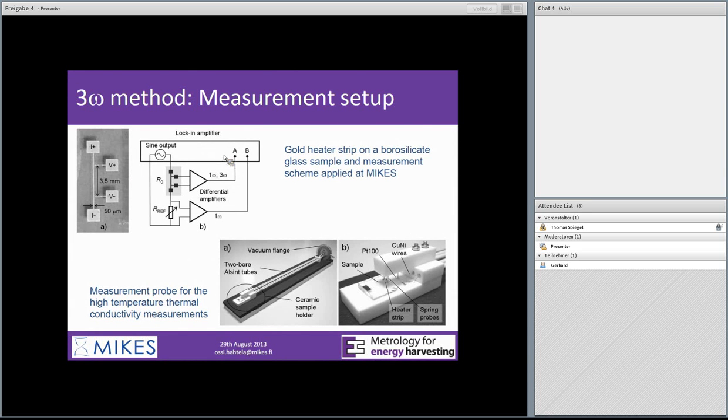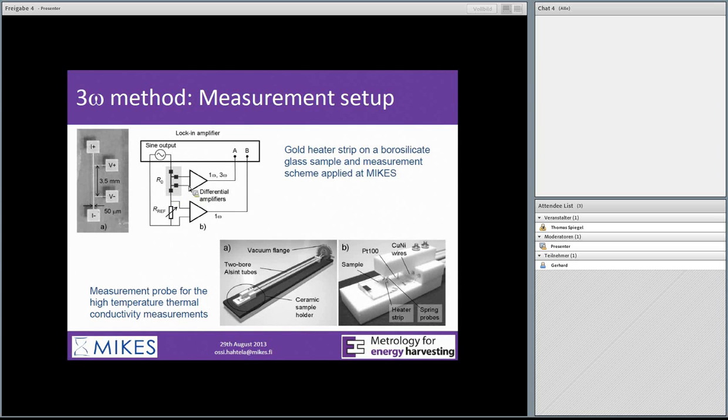To detect the third harmonic voltage component, we use the so-called common mode subtraction method, in which the same AC signal that is heating the heater strip also goes through a reference resistor, and the value of the reference resistor is adjusted to be equal to the metal heater strip resistance.